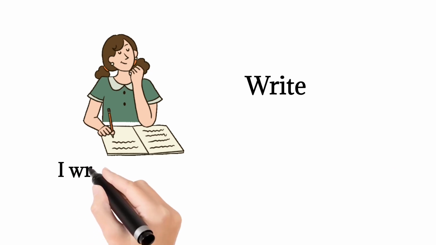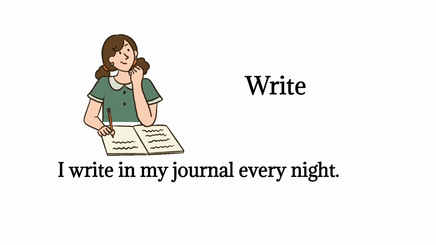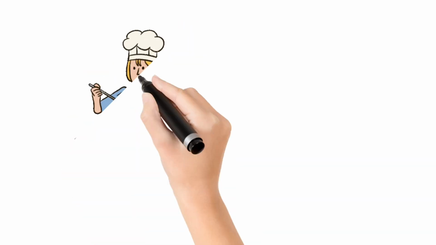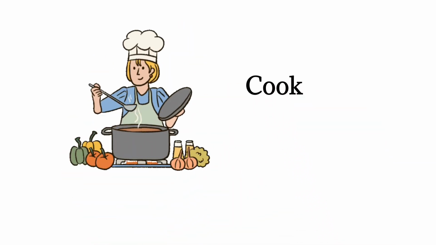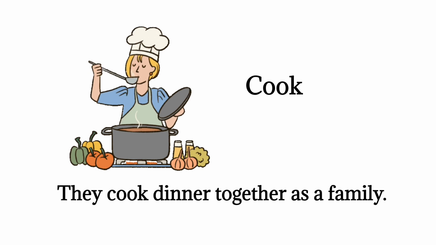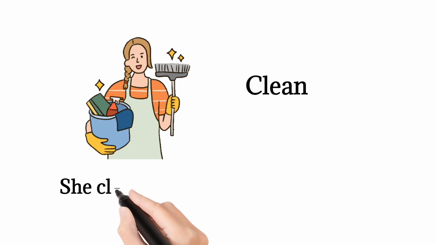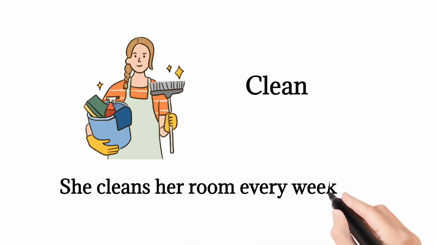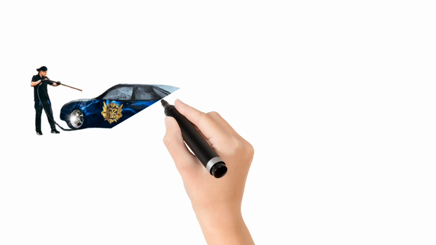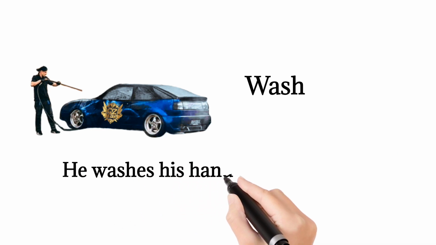Write. I write in my journal every night. Cook. They cook dinner together as a family. Clean. She cleans her room every weekend. Wash. He washes his hands before meals.